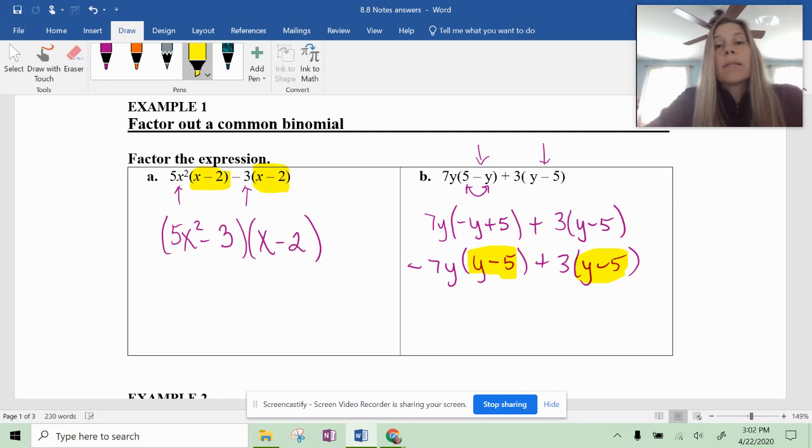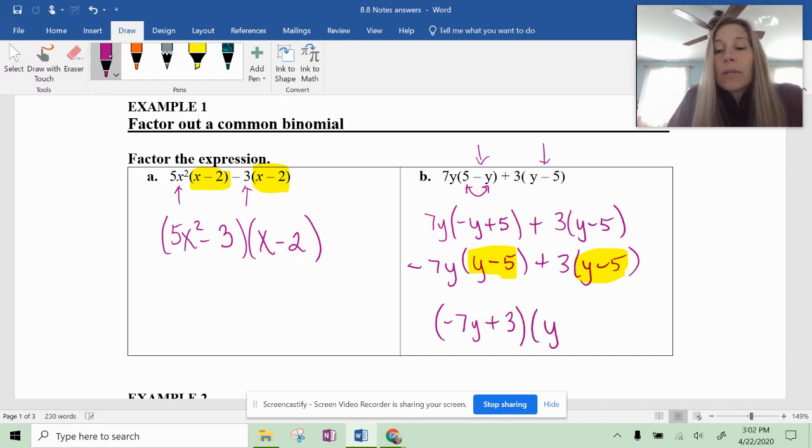So they have to be the same order as well in order to finish up the factorization. So now it's just like the end of the AC method where you take those two GCFs and you put those together in one parenthesis. And then you take that repeated factor and you write that in your other parenthesis. And those would be your two factors.